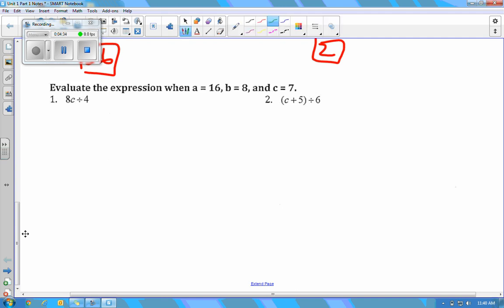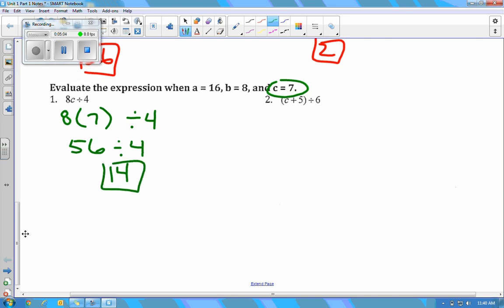So if you look at the first one, I have 8C divided by 4. So I need to plug in 7 for C, just because it says right here, C equals 7. And then I have divided by 4. So order of operations, no grouping symbols, no exponents. I do have multiplication and division. So I need to go left to right. Multiplication is on the left, and then divided by 4 is going to give me 14.